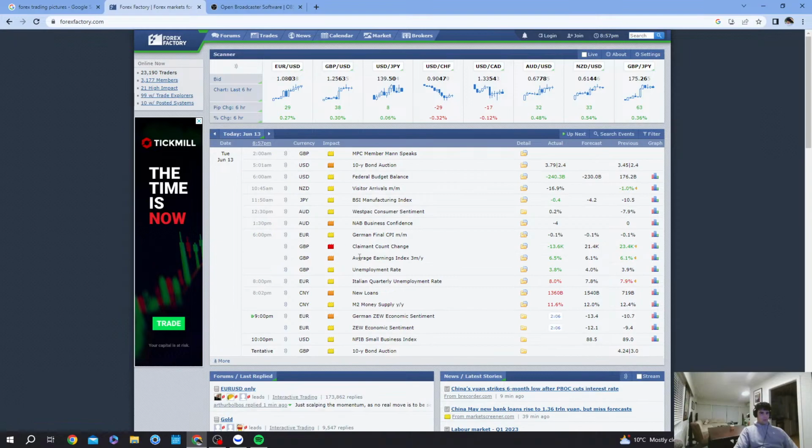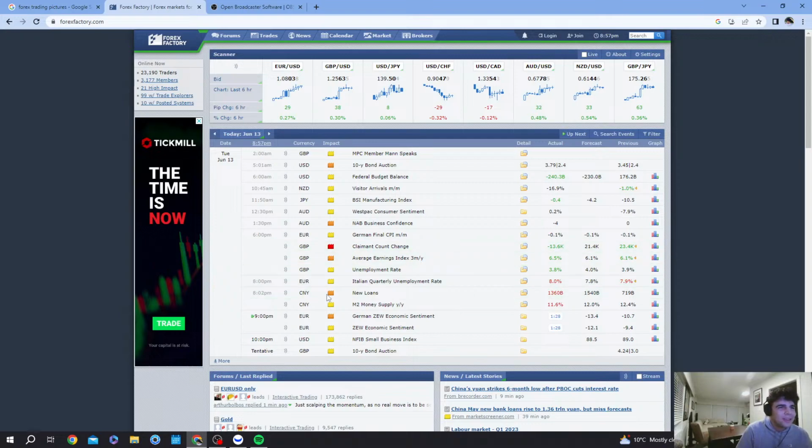Basically, red folder means high impact news. So if it comes back positive or negative, it's going to have a high impact on that instrument. So for GBP, we had the count change. It came back in the green. The forecast was 21.4, we came in at negative 13.6, and because it's green, it means it's good. So red folder means high impact, green means good, red means bad.